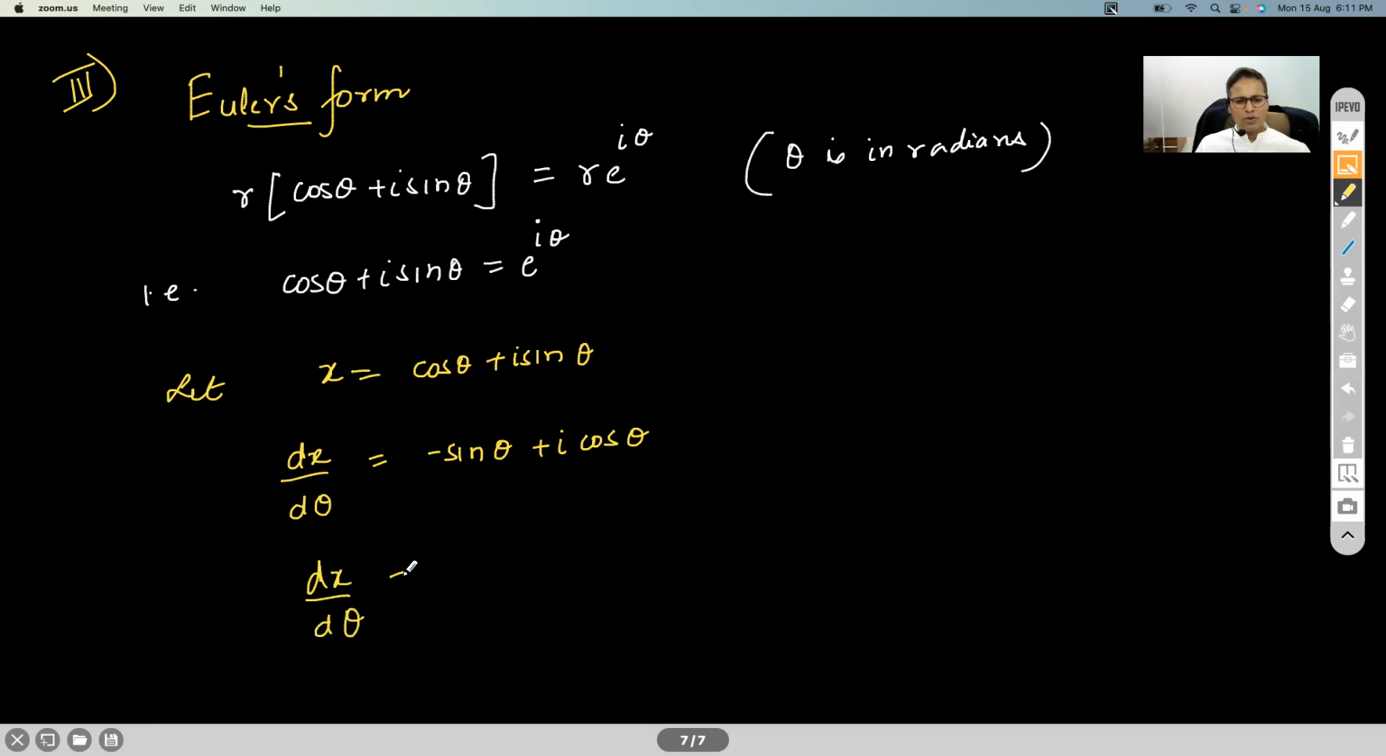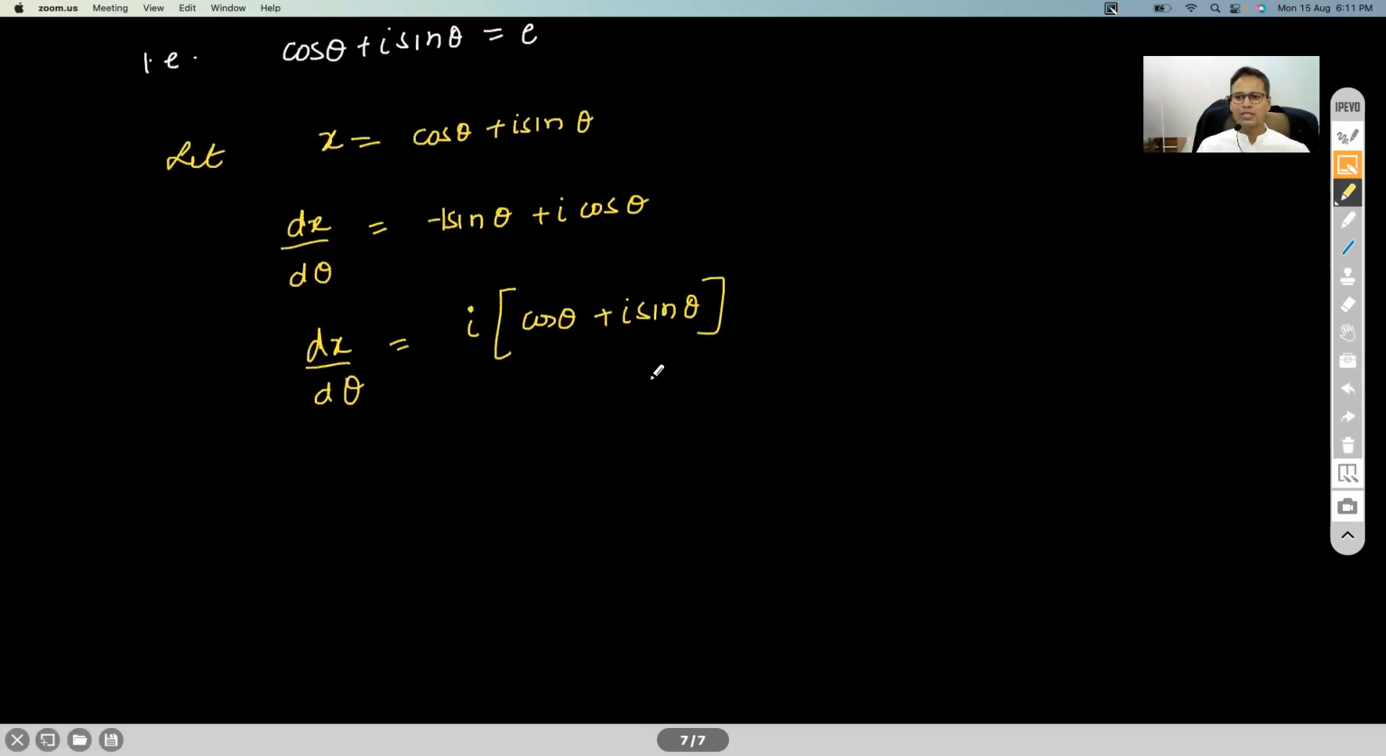So Euler was quick enough to understand here that if he took i common, he would get cos theta plus i sin theta. Because this minus 1, what is this minus 1? This minus 1 is actually i square, isn't it? So he wrote that minus 1 in front of sin theta as i square, and then he took i common. So he figured out that dx by d theta is actually ix, because this is back to x. It is back to x, isn't it?